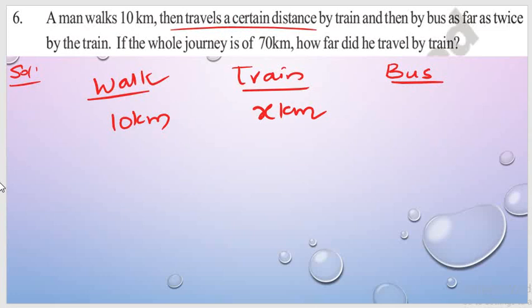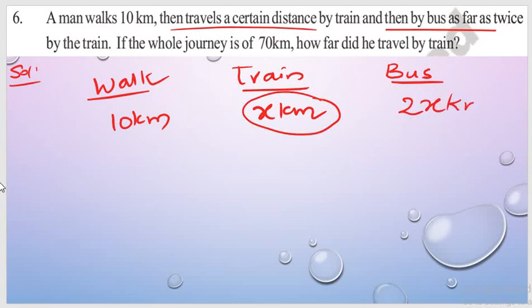Next, what he has given is that he traveled by bus as far as twice of the train. That means by bus he traveled twice as much as by train. By train he traveled x kilometers, so by bus he has to travel twice of that, which is nothing but 2x kilometers.